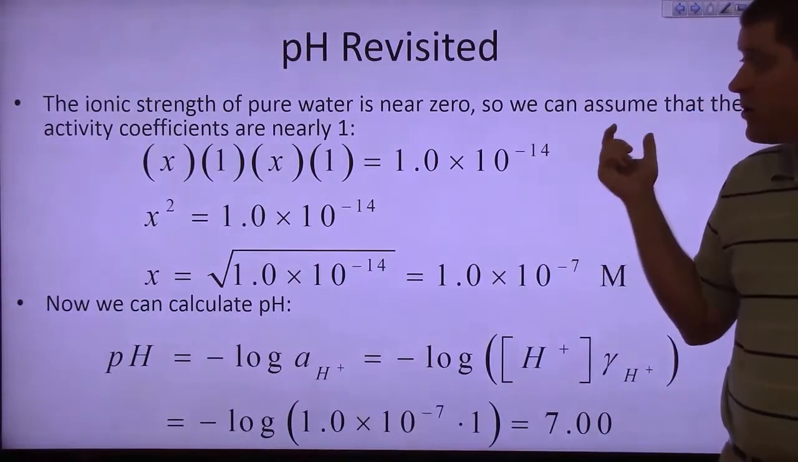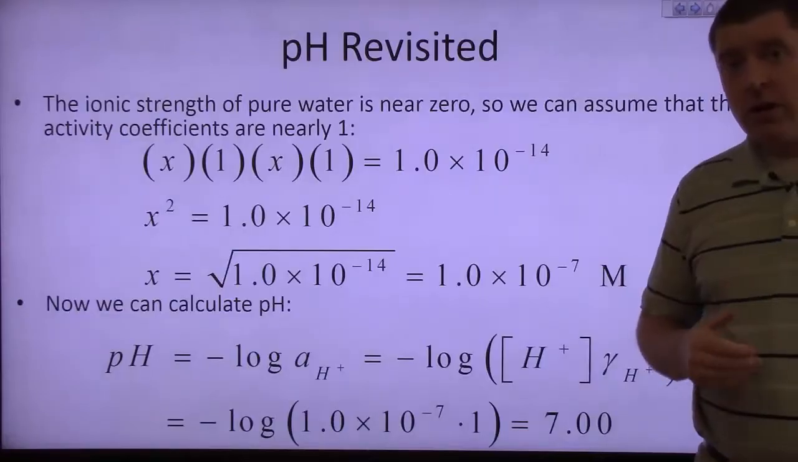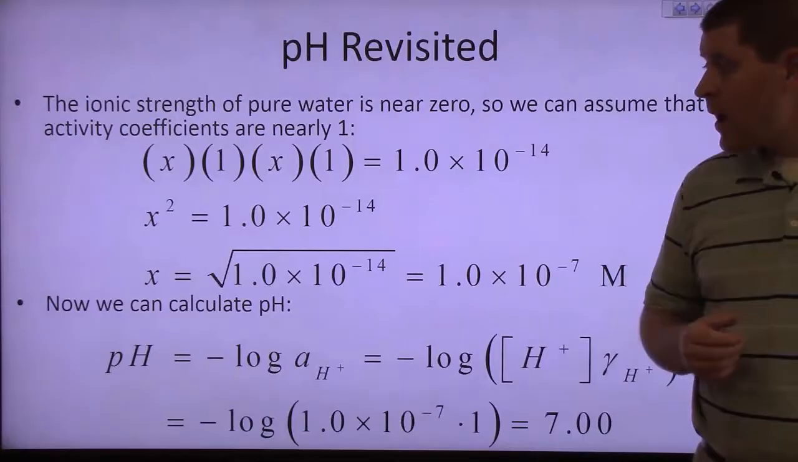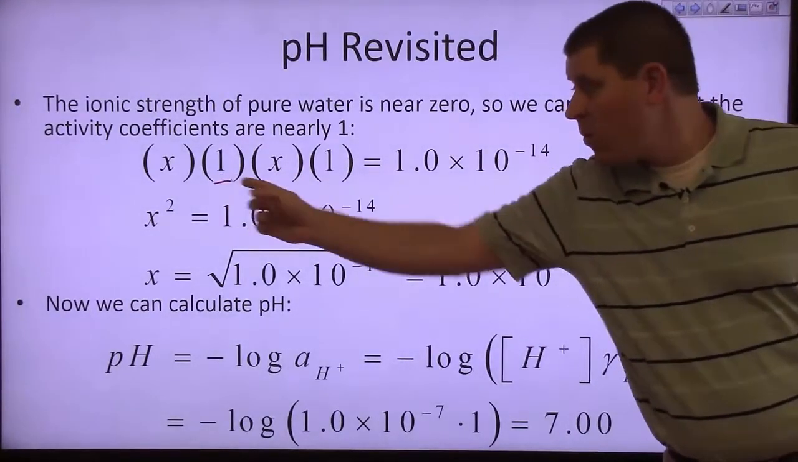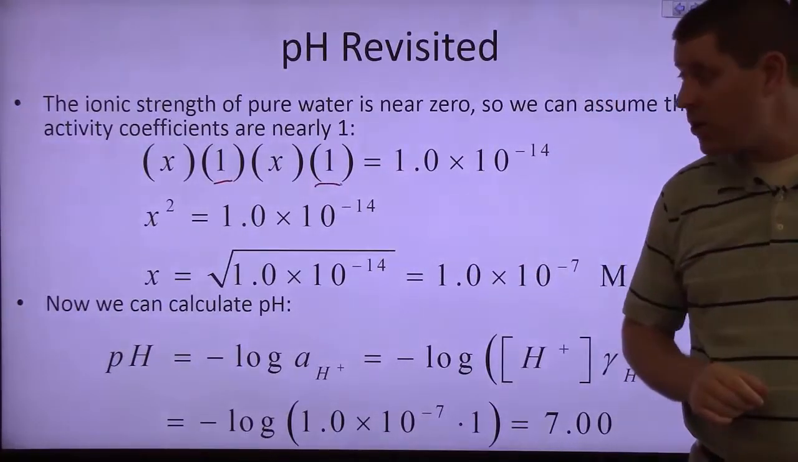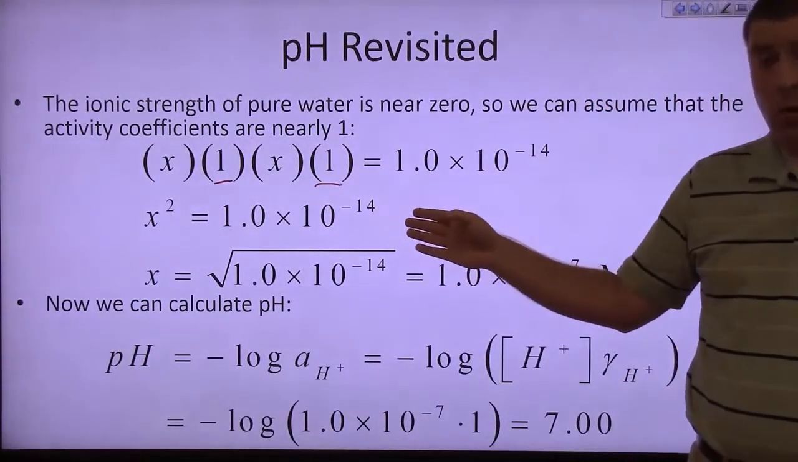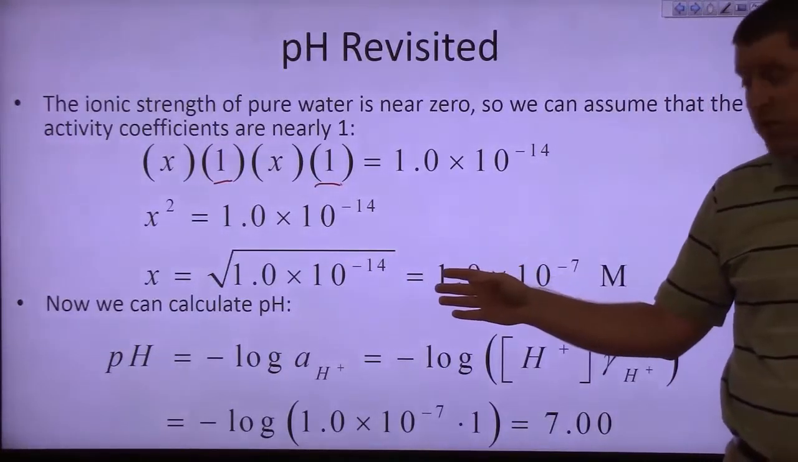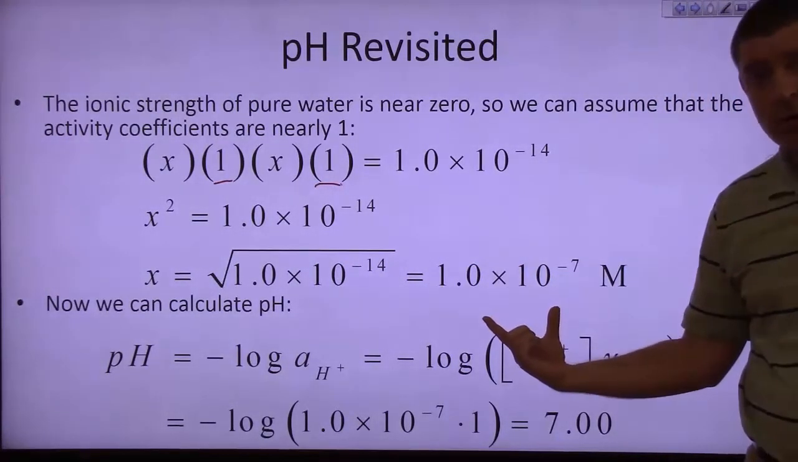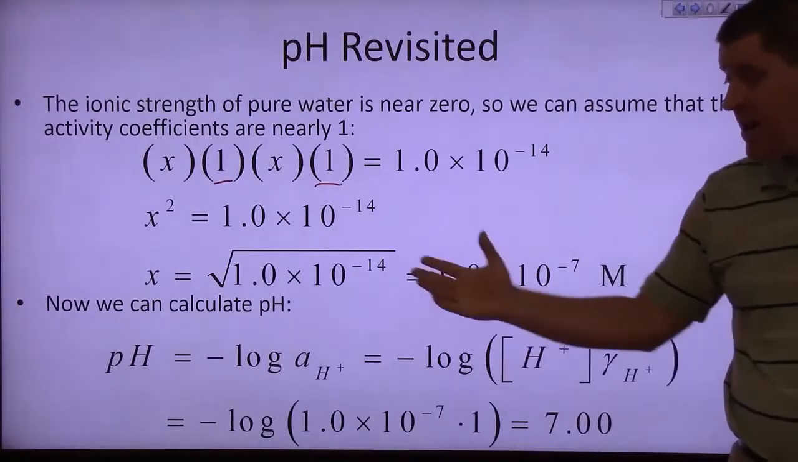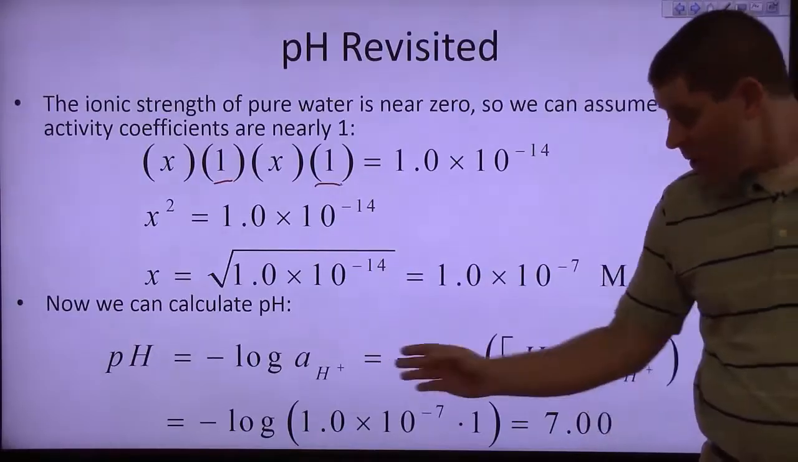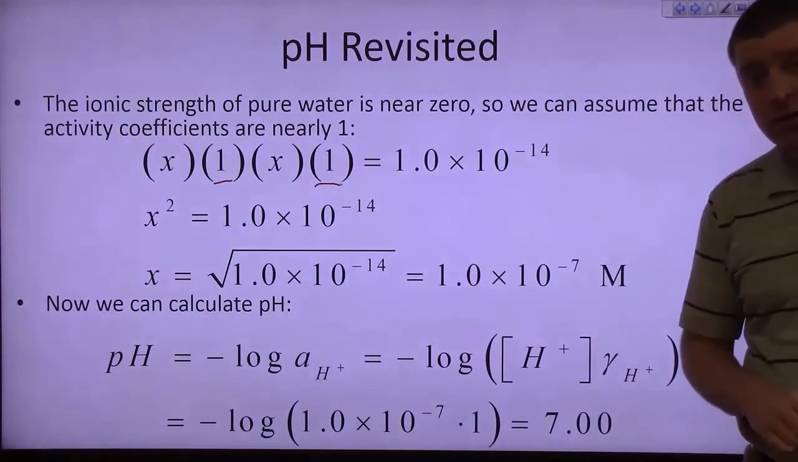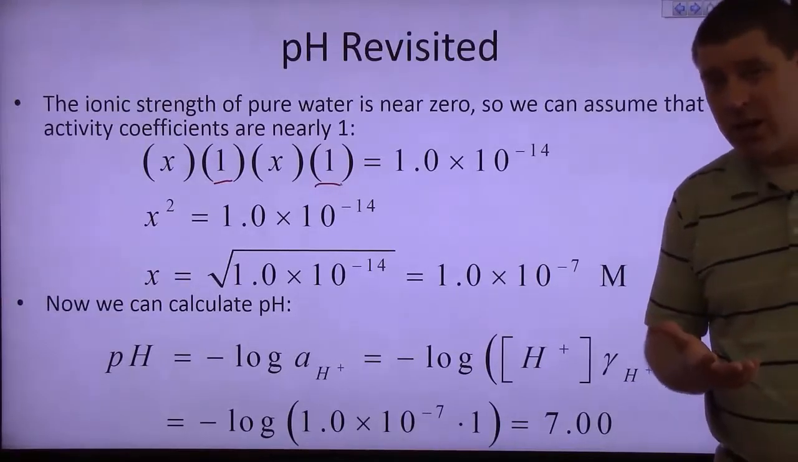And that means that we can assume that the activity coefficients are nearly 1. So now we've replaced a 1 in there for each of our activity coefficients, so now X squared equals 1.0 times 10 to the minus 14, so then X is the square root of 1 times 10 to the minus 14, which is 1.0 times 10 to the minus 7 molar. And now we can go ahead and calculate our pH, which works out to be 7.00. So we haven't really changed anything there.